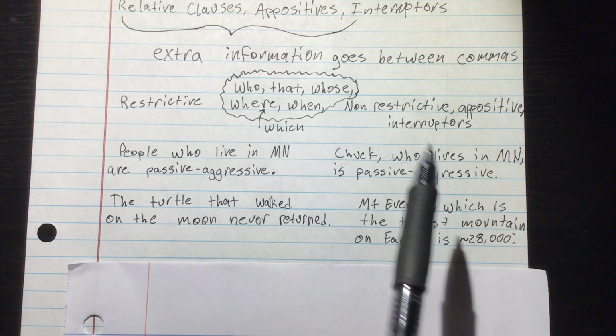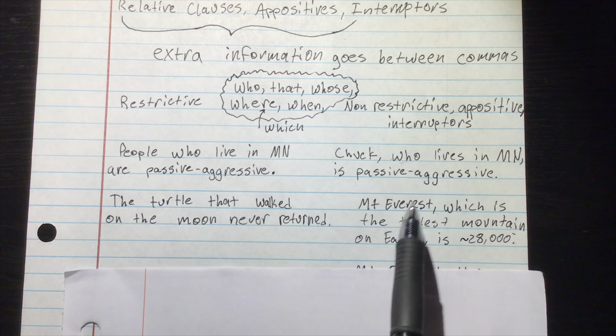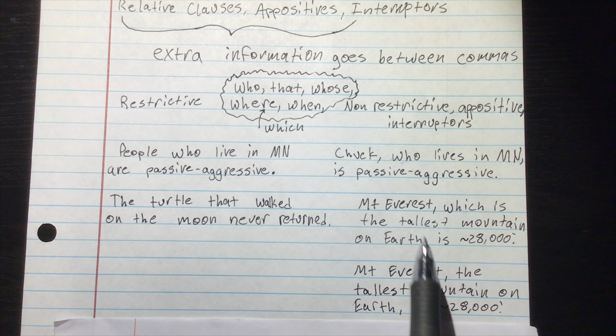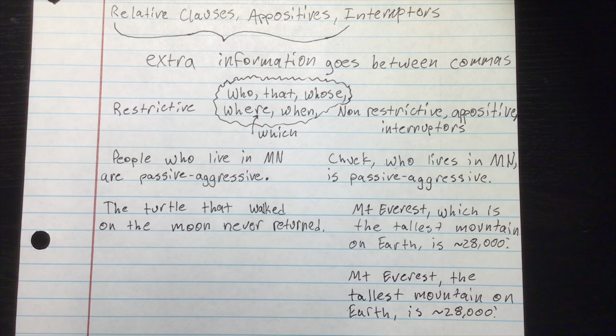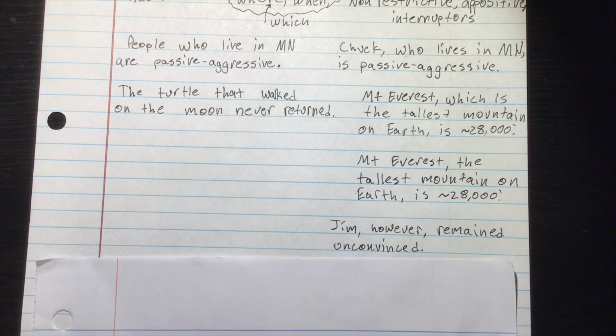The only difference is that they don't have these verbs that start them off. So looking at an appositive example, if we take the exact same sentence but change this from a non-restrictive clause to an appositive phrase, instead of "which is the tallest mountain on Earth," now we just have "the tallest mountain on Earth." So "Mount Everest, the tallest mountain on Earth, is 28,000 feet." That's the same thing as "Mount Everest is around 28,000 feet." Same idea. Moving on to interrupters, those are just shortened versions of appositives. So sometimes it's just one single transition word, like we have here. "Jim, however, remained unconvinced." That's just one single transition word, and if you took it out, the sentence would have the same meaning. "Jim remained unconvinced."